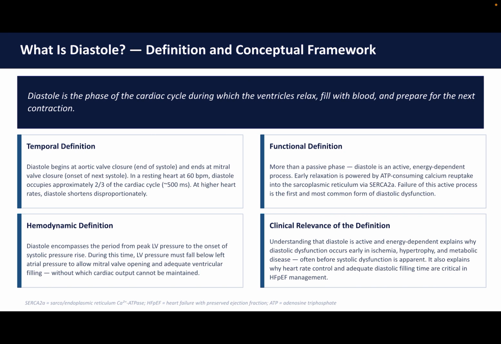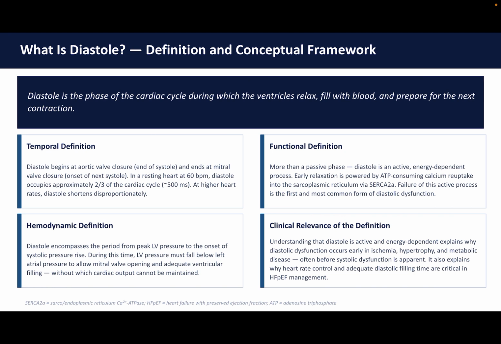The early phase of relaxation, isovolumic relaxation, is powered by ATP. The SERCA 2A pump has to actively suck calcium back into the sarcoplasmic reticulum for the myofilaments to let go. This is why diastolic dysfunction is the first thing to go in myocardial ischemia, before systolic dysfunction appears, before the EF drops, before the troponin rises. The heart's ability to relax is already impaired.